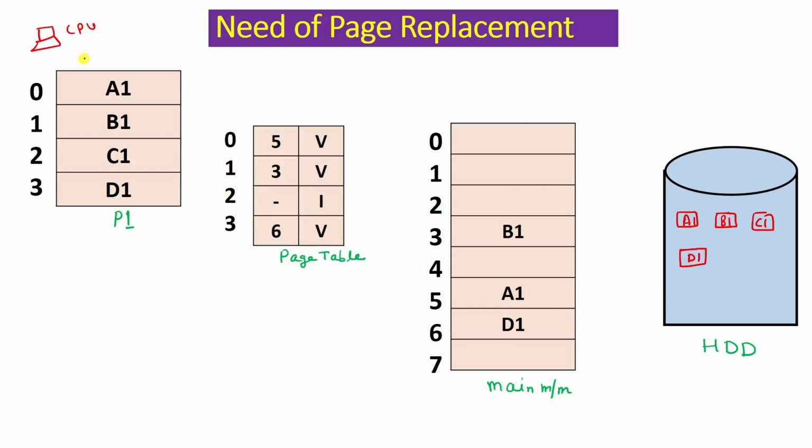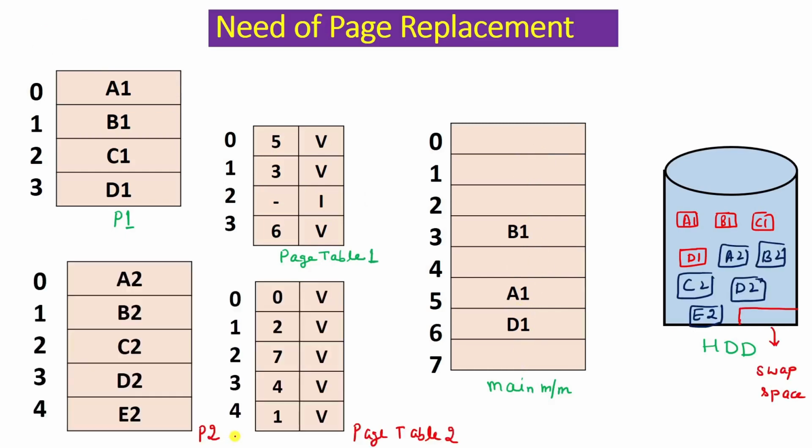Now let's say the CPU asks for page number 2. It will be checked inside the page table. The page table is showing the valid-invalid bit as I, which means there is no mapping of page number 2 to the main memory. So a page fault will be generated and the OS will search the hard disk, and it will bring page number 2, that is C1, inside the main memory. Here we have free frames available, so we can keep C1 inside any of the free frames available, as we have seen in demand paging.